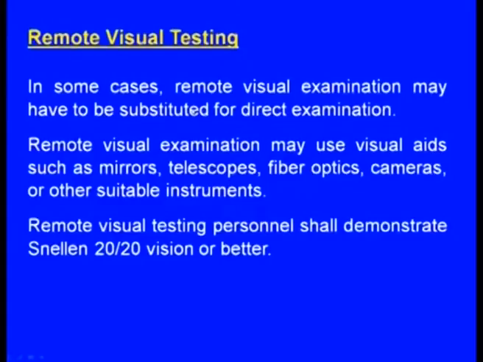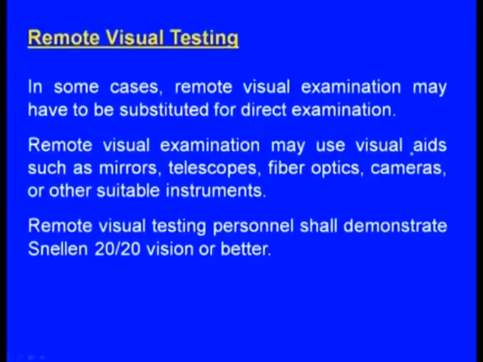In some cases, remote visual examination may have to be substituted for direct examination. Remote visual examination may use visual aids such as mirrors, telescopes, fiber optics, cameras or other suitable instruments. Remote visual testing personnel shall demonstrate Snellen 20 by 20 vision or better. This means the operator should have good vision to carry out this testing.